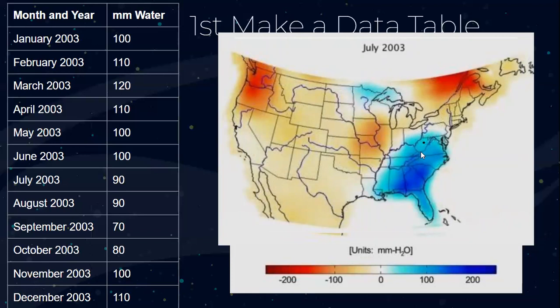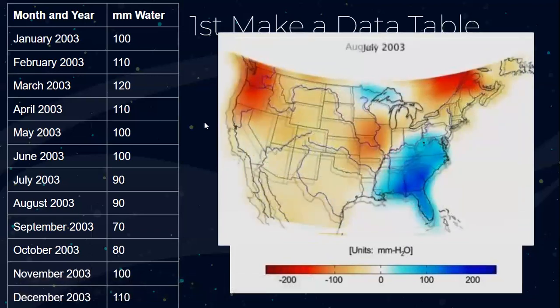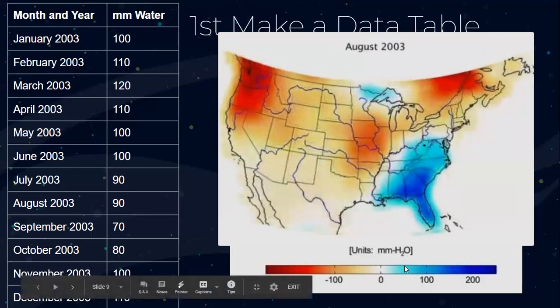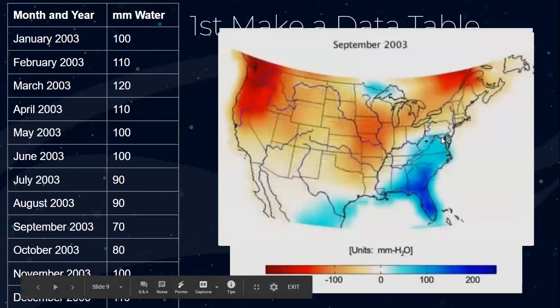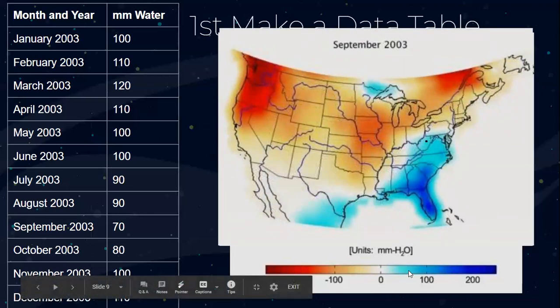July, looks like the color got a little bit lighter. Not much lighter, but I put 90. August, you can tell that it's getting lighter in color now, so it's put down here around 90, and maybe could go down to 80 there. September, it definitely got lighter. It's down to 70.